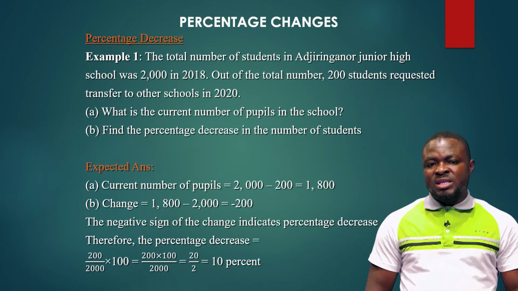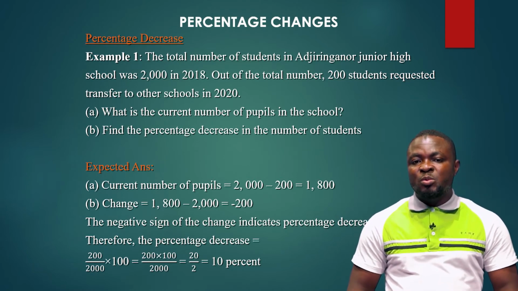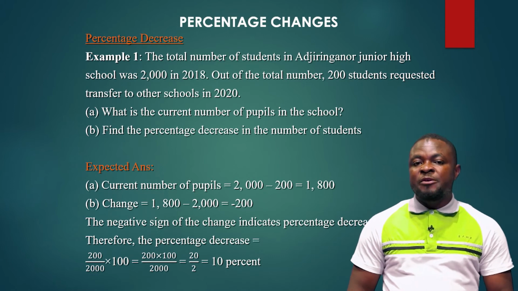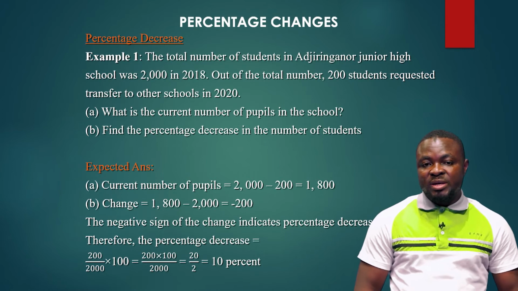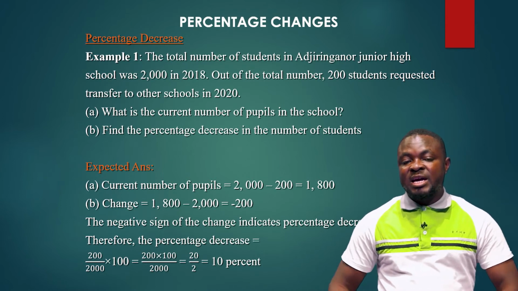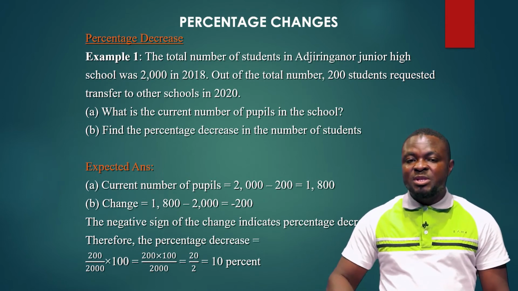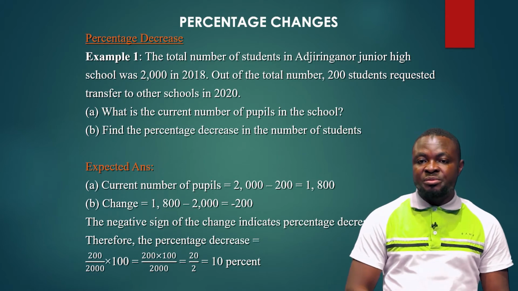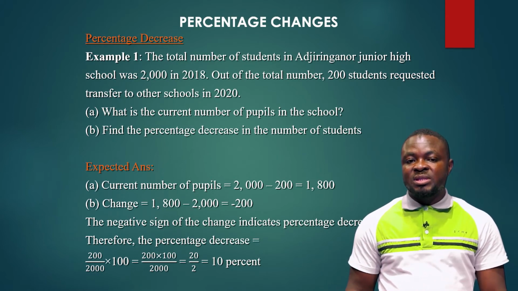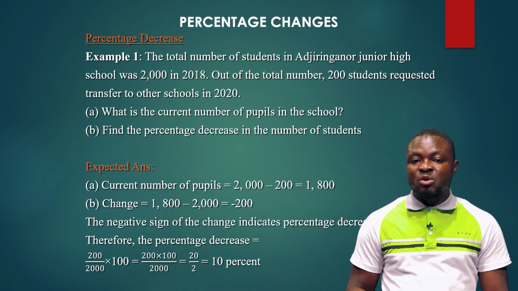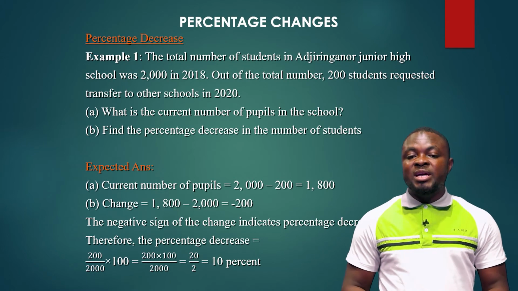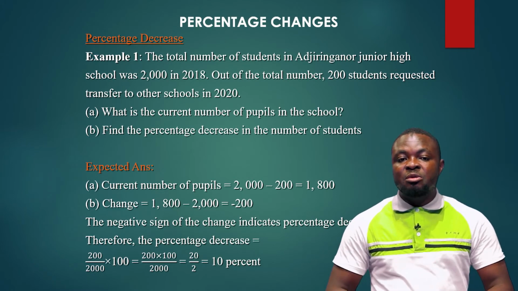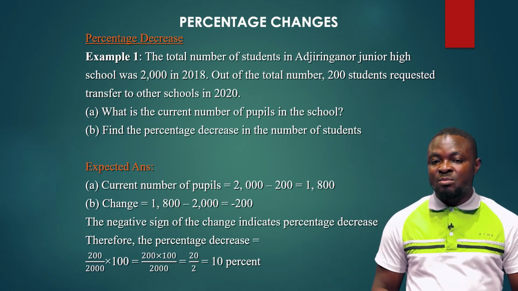So the first question is, what is the current number of pupils in the school? So if you have 2,000 and now 200 people have requested transfer and they have gone to other schools, it means the number has reduced by 200. So you take 2,000 minus 200. That will give us the current number of pupils in the school. And when you strike the difference, you end up with 1,800 pupils. So that is the current number of pupils.